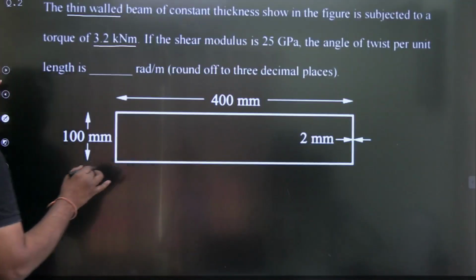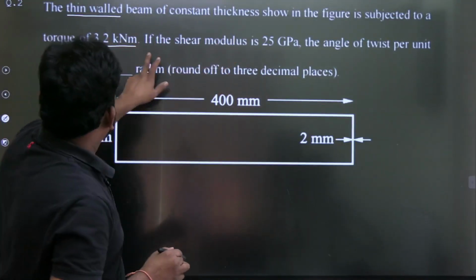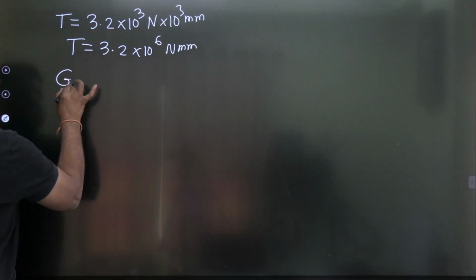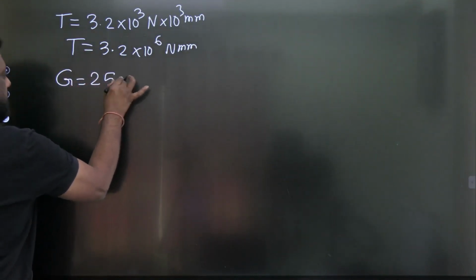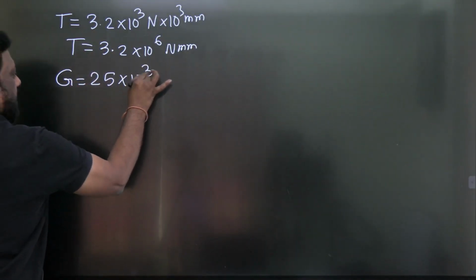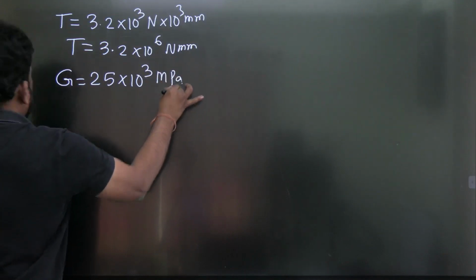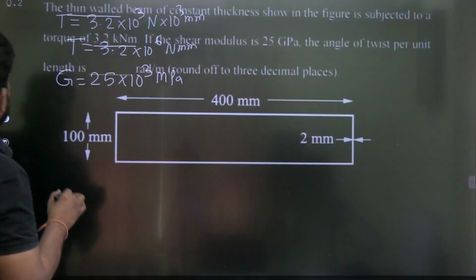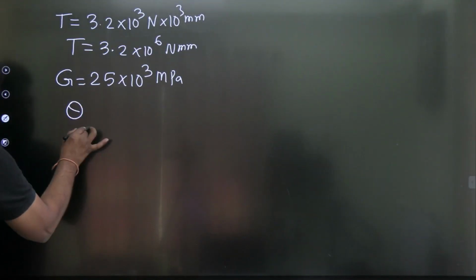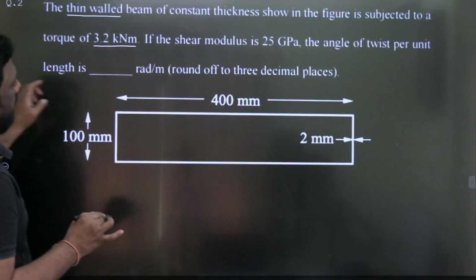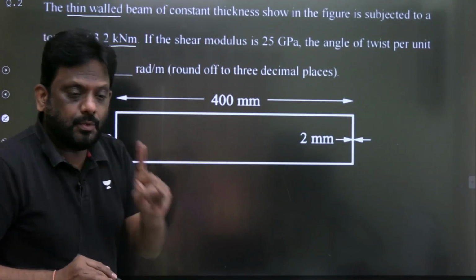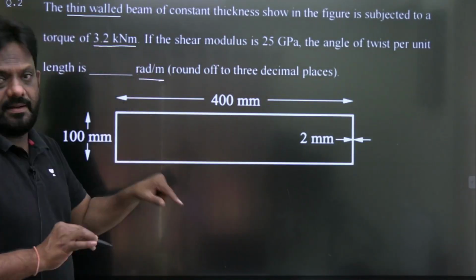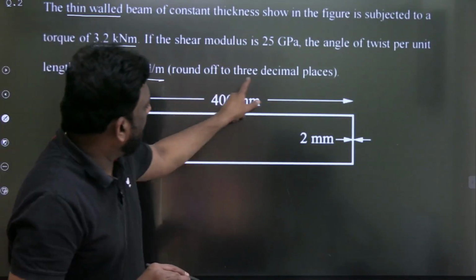Okay, and any other data given? The shear modulus is given as 25 gigapascal. Let me write gigapascal as 10 power 3 megapascal. The angle of twist per unit length, he is asking what is the twist per unit length. Look at the unit. Again, it is a fill in the blank question. So it is radian per meter, rounded off to 3 decimals.